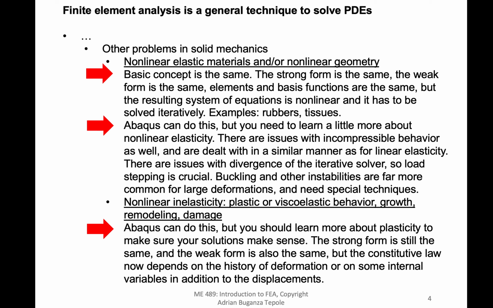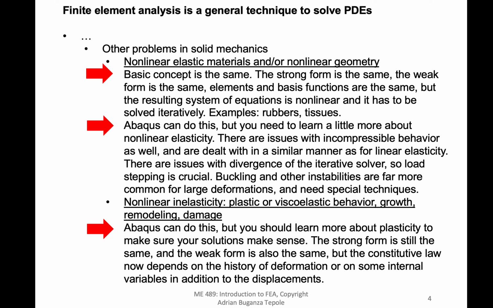Then there's also nonlinear inelasticity. So nonlinear elasticity meaning the same as the linear elastic case, but with nonlinear functions either for the strain or for the stress. But you can also have inelasticity, meaning plastic deformation, viscoelastic deformation, damage, and then for biological tissues you can have growth and remodeling. So Abaqus can also do this, but again, you need more information about plasticity or damage to make sure that your implementation makes sense. So again, what we have done in the class will be good enough to find the stresses, but without any plastic deformation.